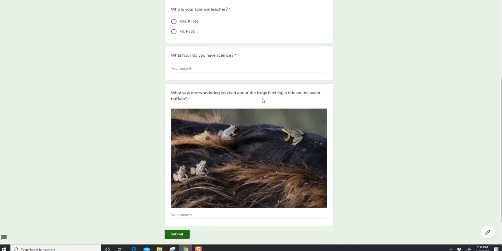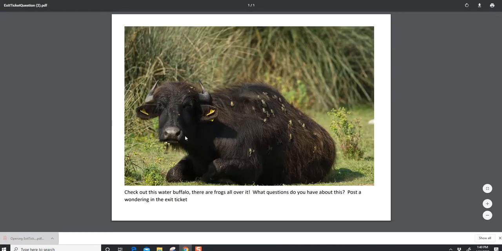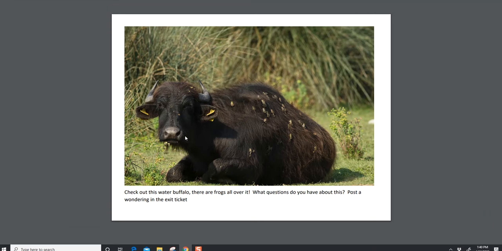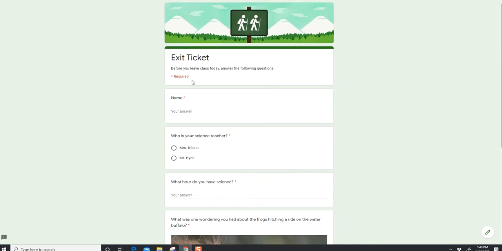Now, something you might notice about the exit ticket is that I did give you a photo that zooms in on the frogs. So perhaps you're going to want to go between that picture that you can find in the attachment. So again, I'm going to click over and open up that photo so you can look at either this picture, which has the entire water buffalo, where you see the frogs hitching a ride, or when you go into the exit ticket, you're going to notice that there's a little bit of a zoomed in photo. So why don't you go ahead, give us some information.